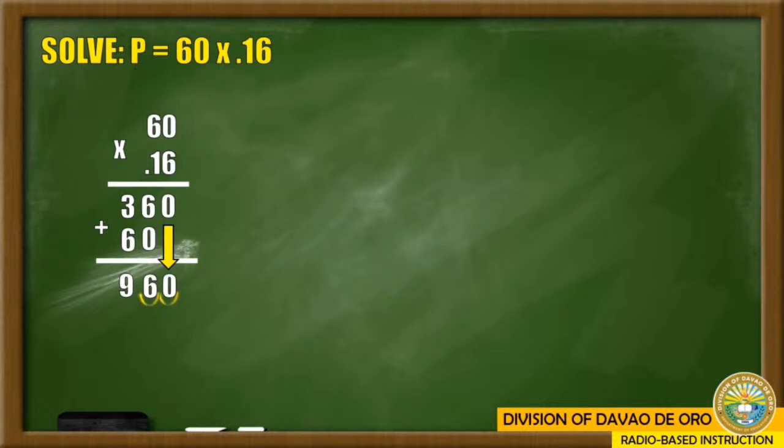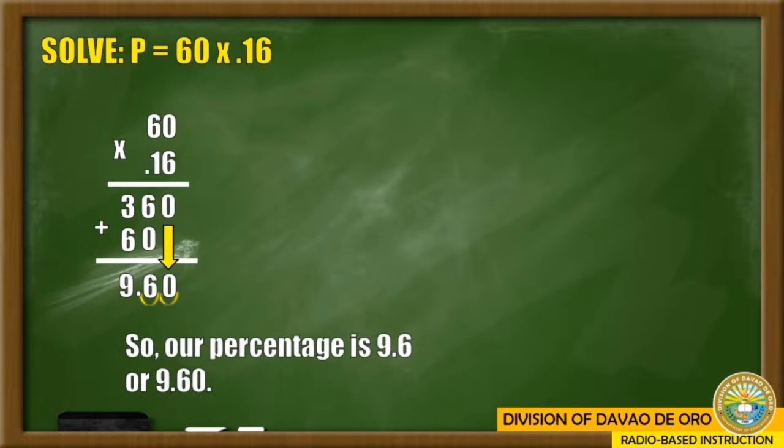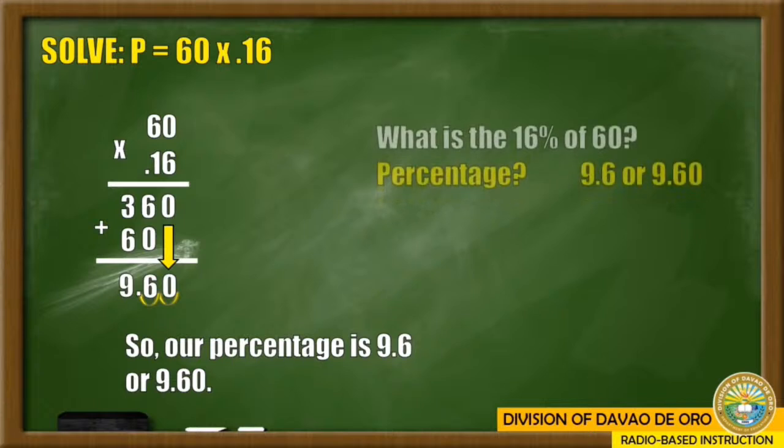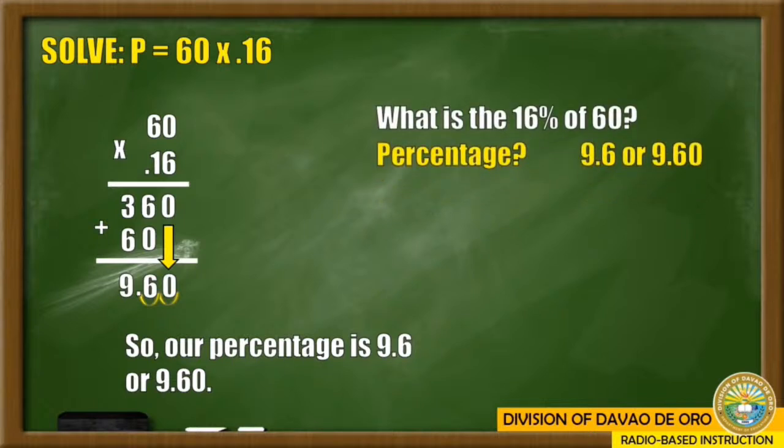So our decimal point will be put at the middle of 9 and 6. So our percentage is 9.6 or 9.60. Understood? Good job.